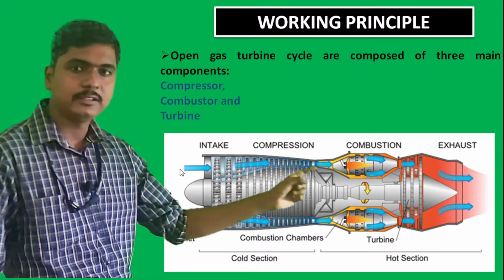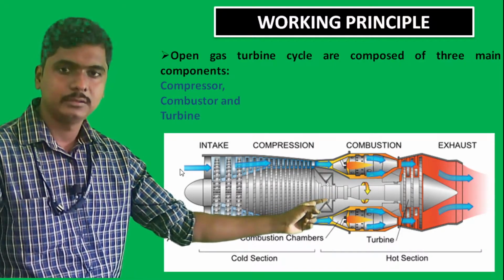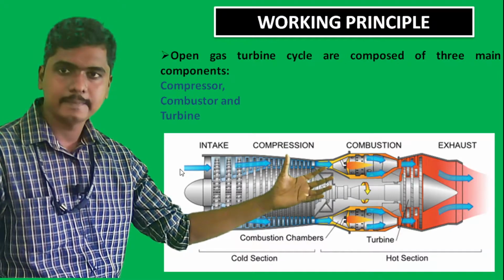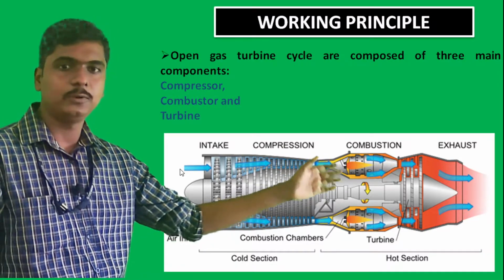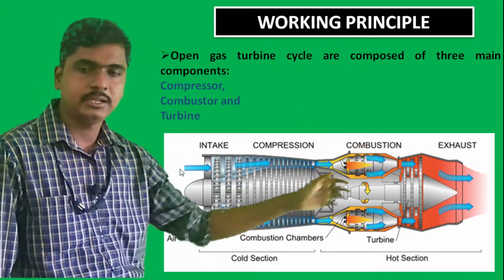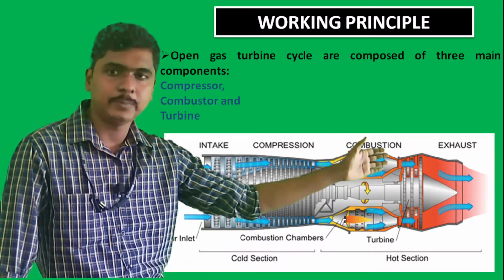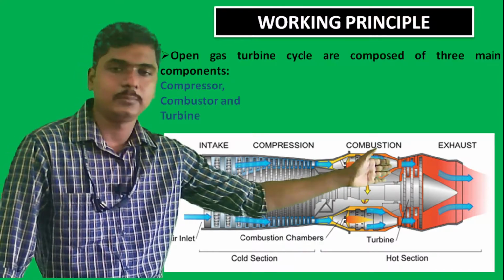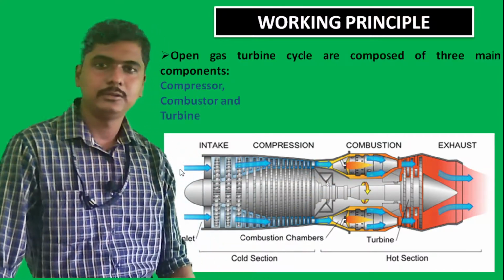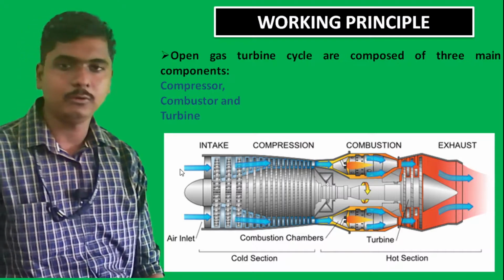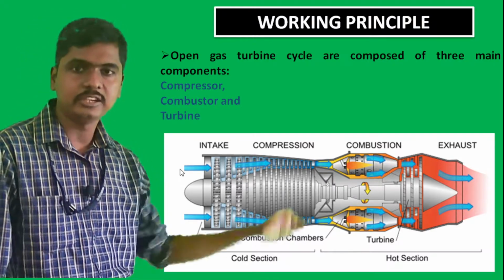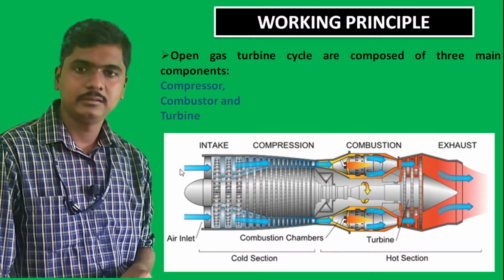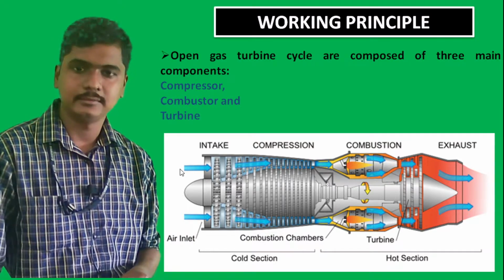Okay, followed by the next one, the combustion, where the air fuel mixture will get ignited. Then it is followed by the turbine, where isentropic expansion of the gas will take place, and from here only we are going to get the useful mechanical work output. This is how the cross section of a gas turbine power plant looks.